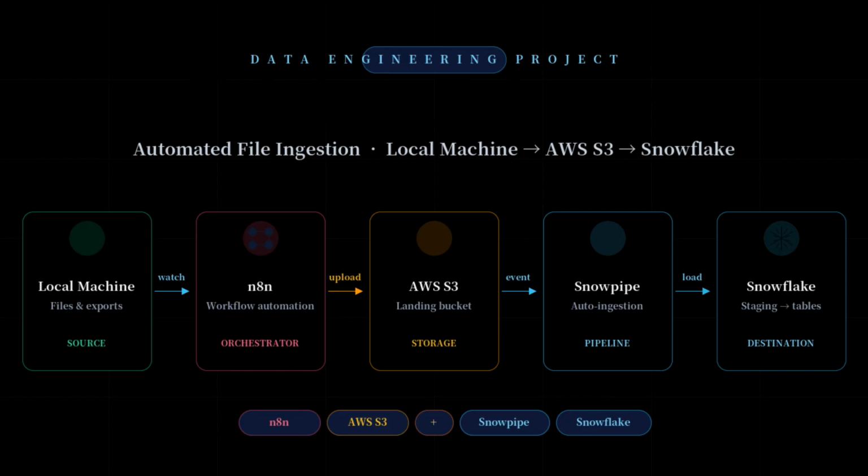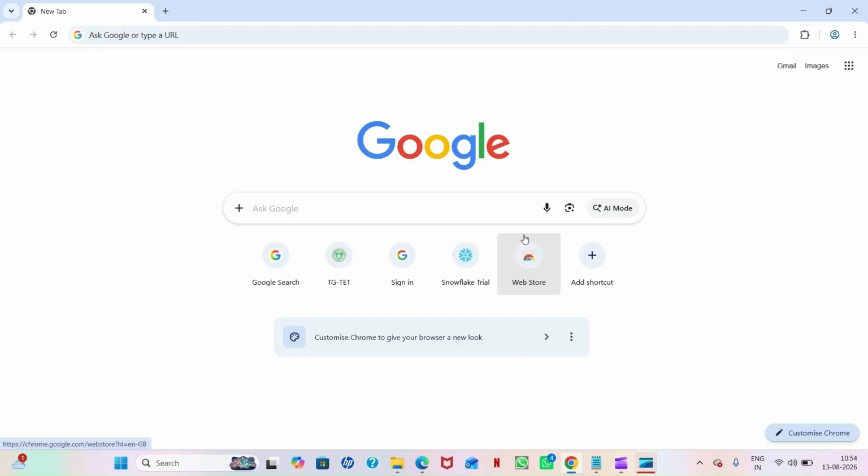Snowpipe then loads the data into Snowflake, moving it from staging straight into the production tables, ready for analysis. From a single file on a laptop to structured data in the warehouse, it is a fully automated end-to-end pipeline with the n8n automation workflow and Snowpipe ingestion.